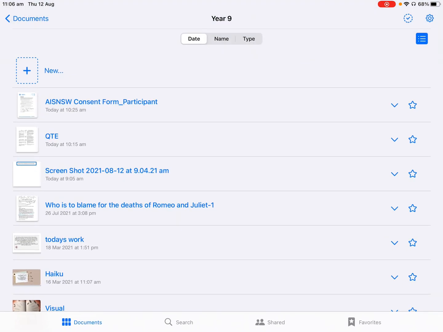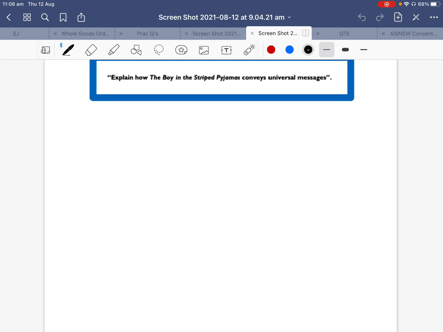So the essay question is: explain how The Boy in the Striped Pajamas conveys universal messages. So the first step is to think, okay, what are the universal messages of this novel that we want to talk about in our assessment? There's a couple that you could think of. The main idea of this novel is how individuals behave in moments of challenge, hardship, fear, oppression. And so from that, what are the ways in which individuals react to those things differently?